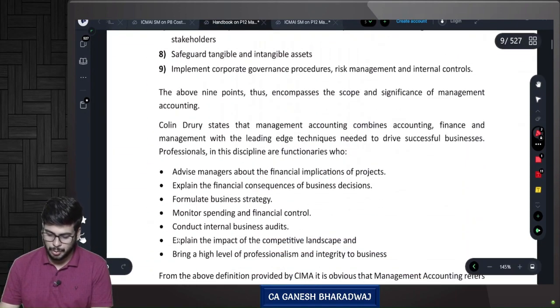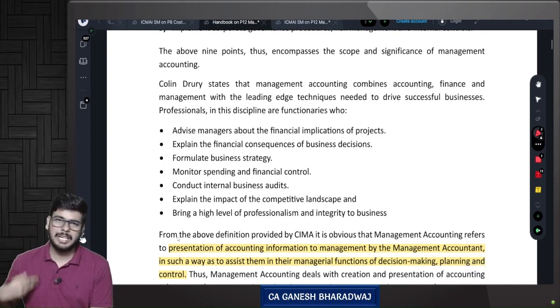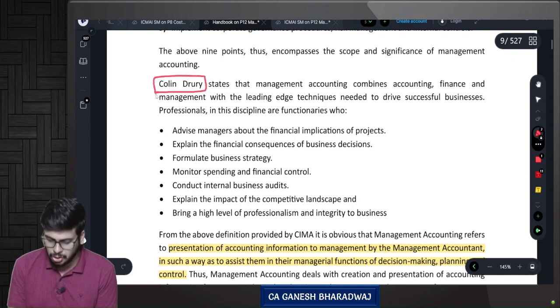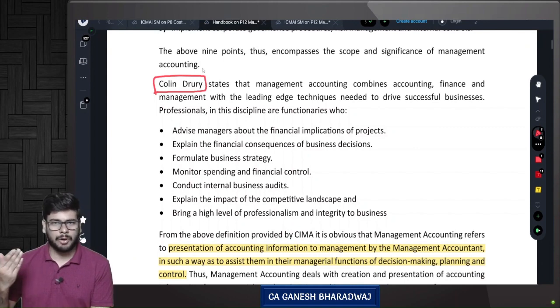That's all you need to know. Clear with this? Fine. Now there are multiple individual people who give their own definition. One such person is called Colin Drury. Colin Drury is a very famous professor and author in the field of cost and management accounting. Even I refer to his books for so many examples.